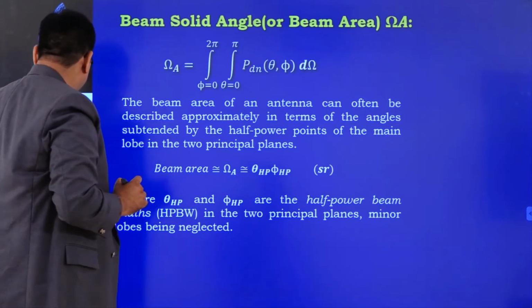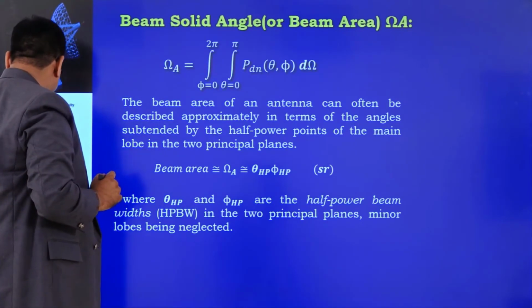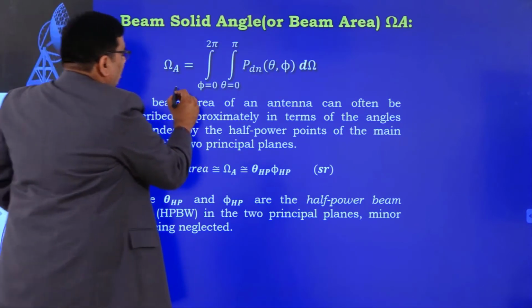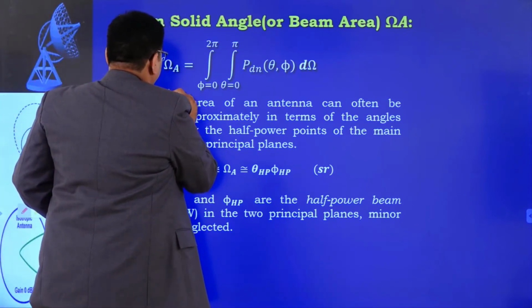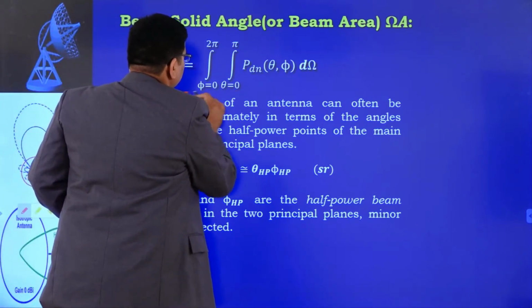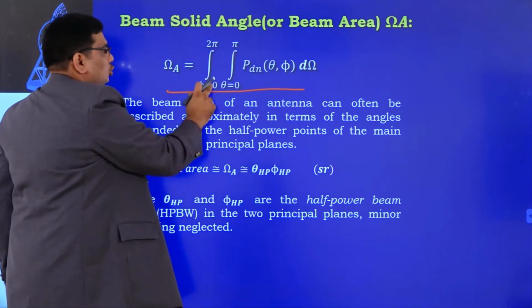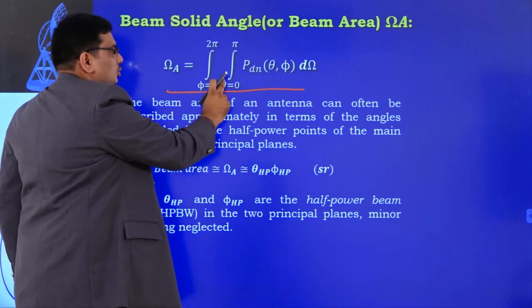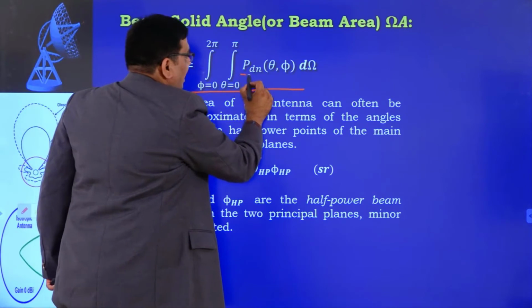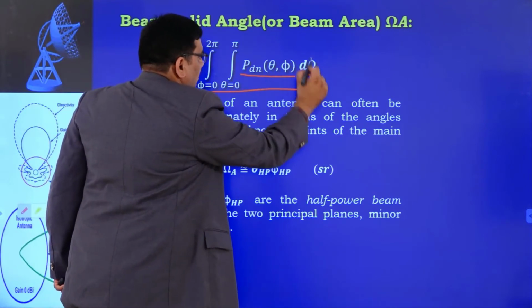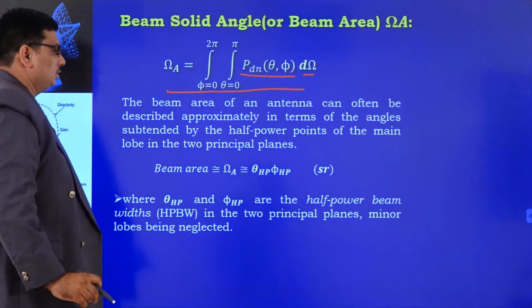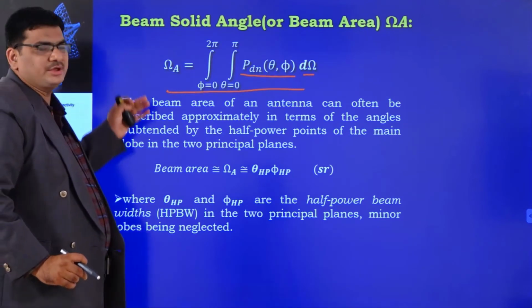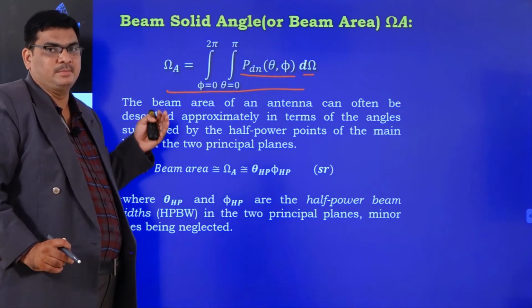So from this formula, we can say that our beam area is equal to the integration for phi equal to 0 to 2 pi and theta equal to 0 to pi, of the normalized power times the solid angle. So this is one way we can define the beam area.